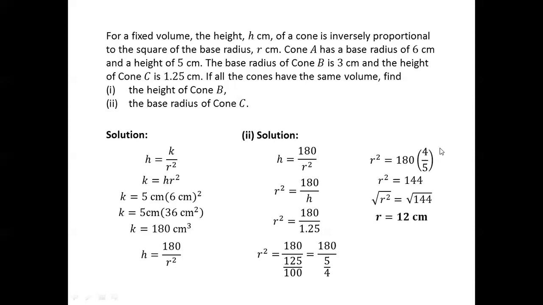Again, let's check for the inverse proportionality concept. The height of cone A is 5 centimeters. The height of cone C is 1.25 centimeters. So the height underwent a reduction in value. So we should expect the square of the radius to increase in value. The square of the radius in cone A is 36 square centimeters, and the square of the radius in cone C is 144 square centimeters. So again, it is consistent with the inverse proportionality concept.